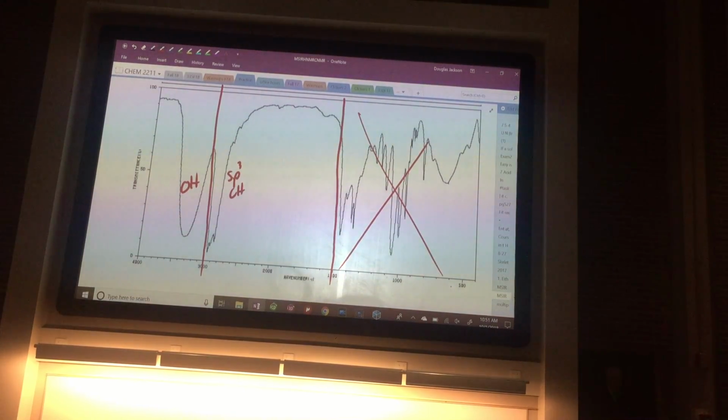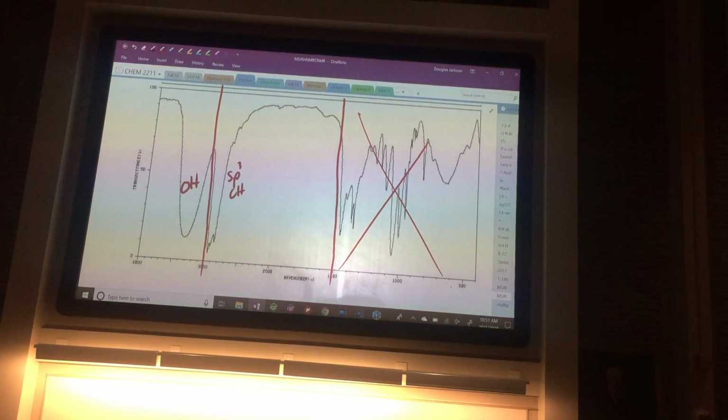Now that we've got other spectra, we're going to ignore the fingerprint region unless we absolutely need it, because it doesn't show up in the IR. So I'm already thinking there's an OH. I'm thinking with my mass spec, I've got to account for an oxygen.